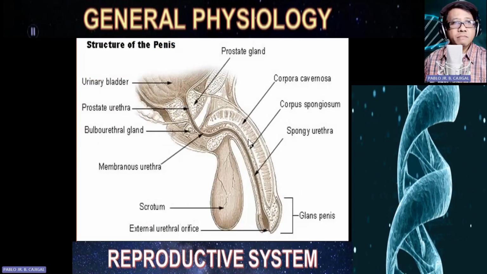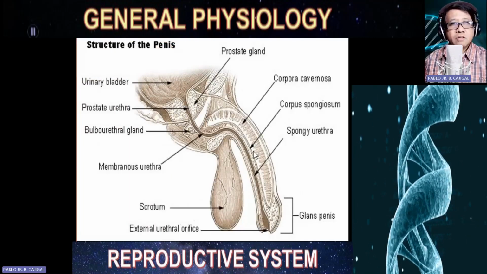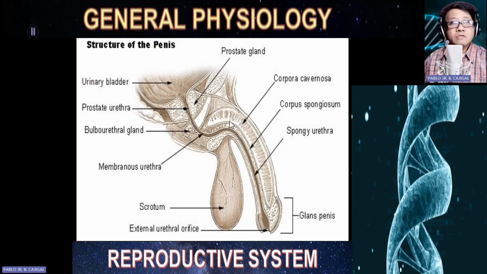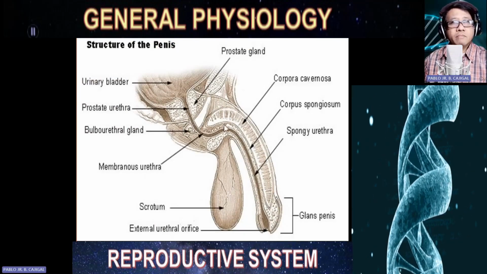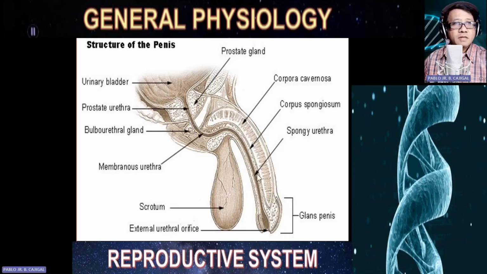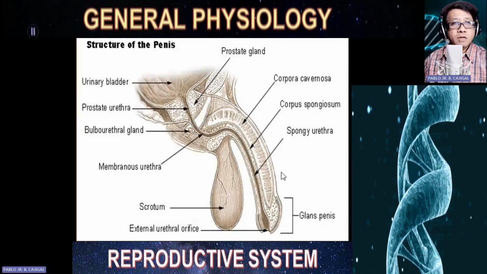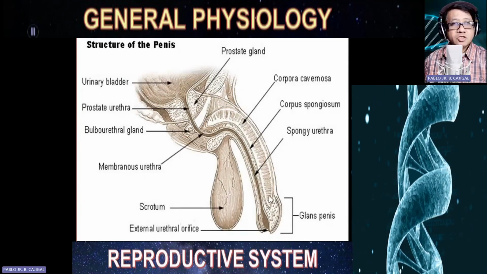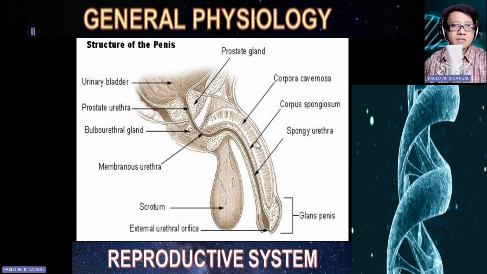Ayan, yan. So corpus spongiosum, corpora cavernosa. Ito yung mga chambers, yung cavernosa. Ayan, no. So napupuno yan ng blood, making the shaft of the penis rigid and erect.